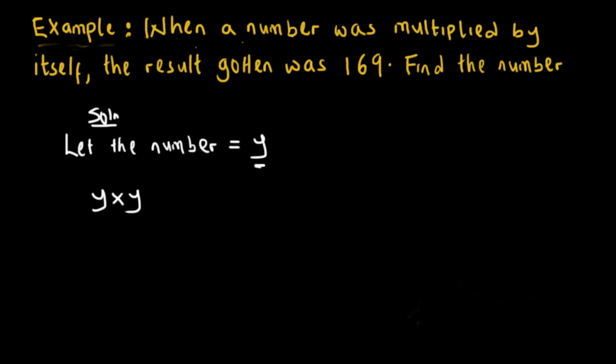Do you understand? When a number is multiplied by itself, and we represent the number with y, we multiply y by itself. Y times y. Does this make sense? The result, remember what I told you in the previous video. Result implies equals to, the result was 169, so equals to 169. We are told to find the number. So let's do this. Y times y will give us y square. So we have y square equals to 169. Now to find y, all we need to do is to find the square root of both sides.